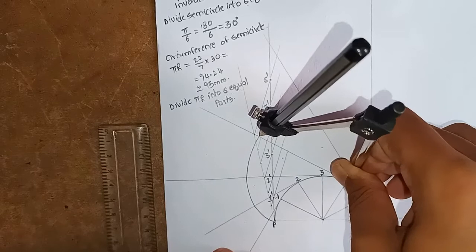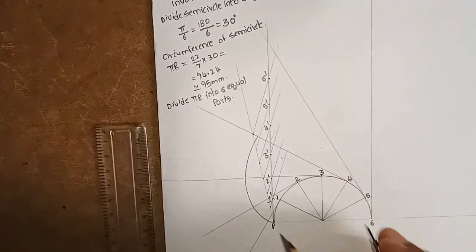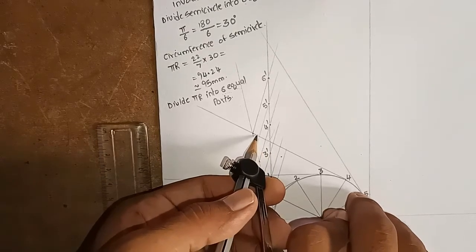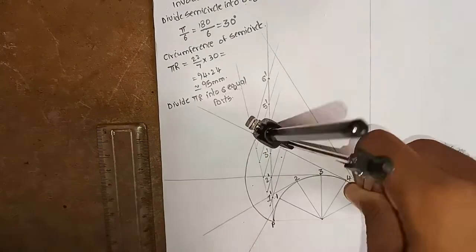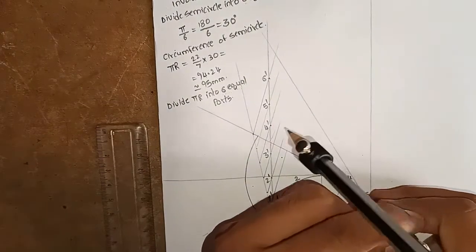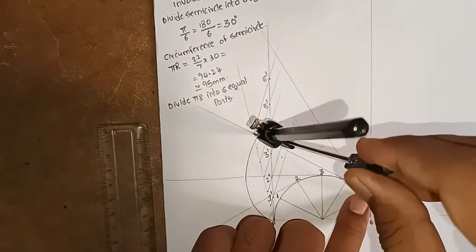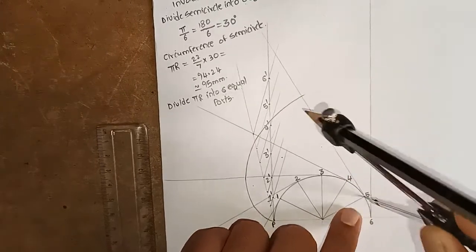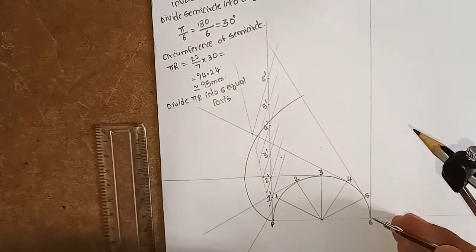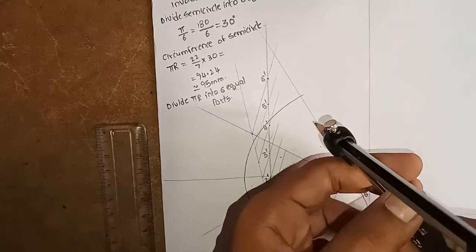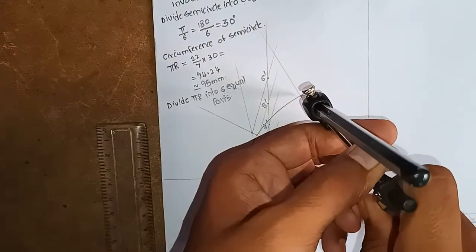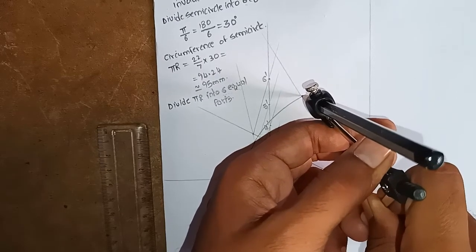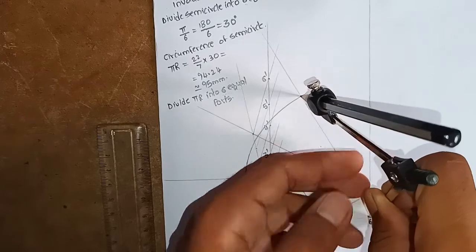Next from the fifth point we have to take that arc. Next we have to draw to the next point. Like that we got another point. Next from the sixth point we have to take that much amount of radius. Then we have to complete the entire diagram.